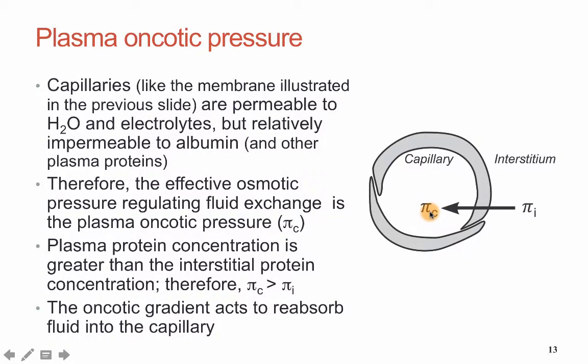Because the protein concentration, and therefore the oncotic pressure, is greater in the capillary than it is in the interstitium, there is a net oncotic gradient that is now bringing water and electrolytes back into the capillary from the interstitium. And this is called reabsorption of fluid. So this oncotic gradient acts to reabsorb the fluid from the interstitium into the capillary.